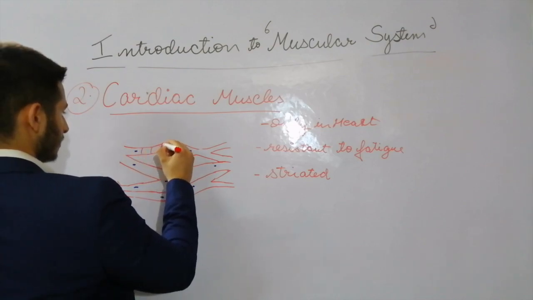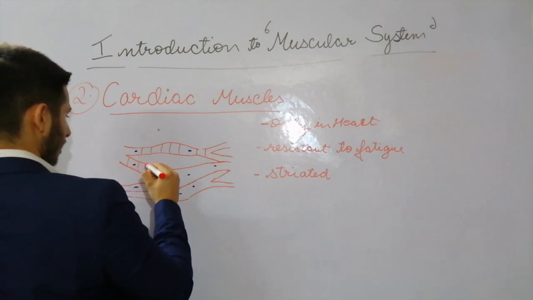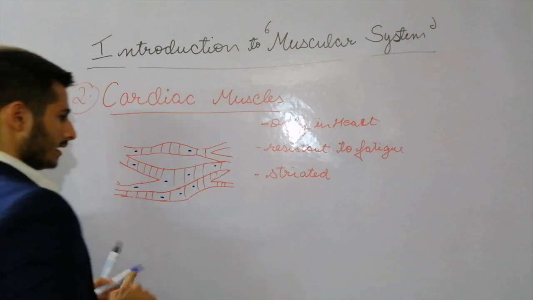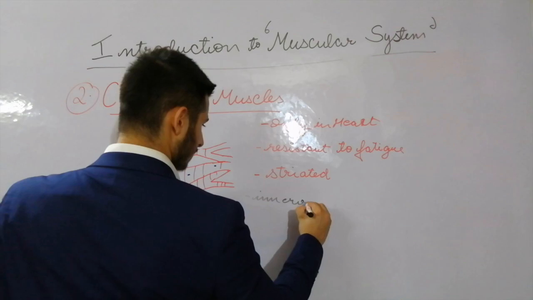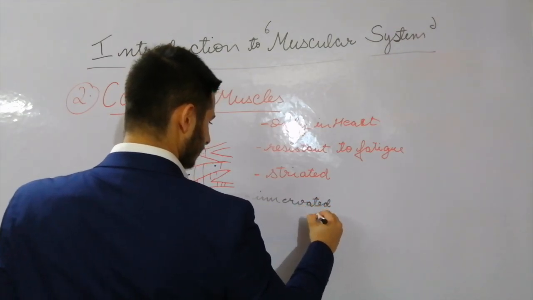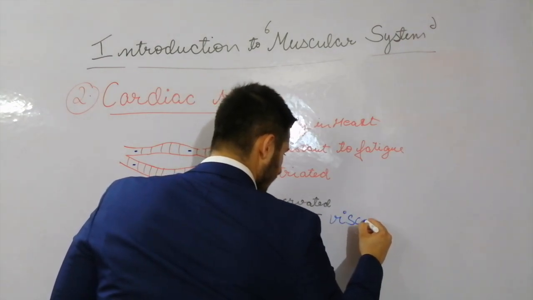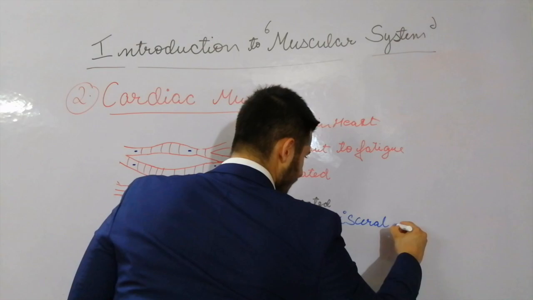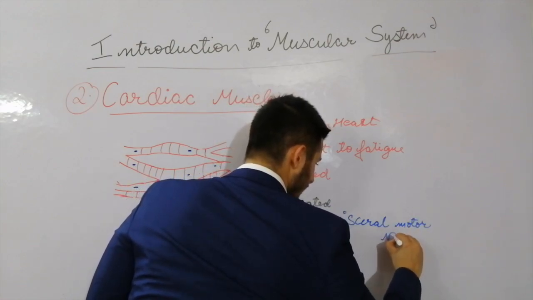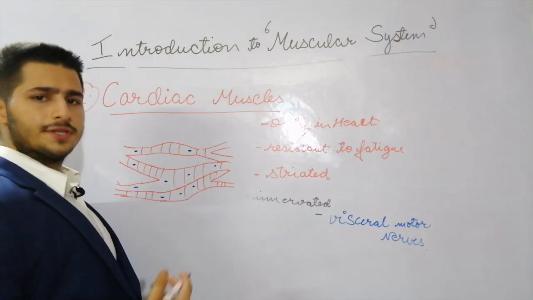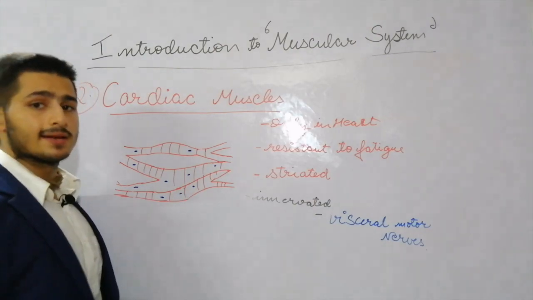These are the stripes in the cardiac muscle. They are innervated by visceral motor nerves. The cardiac muscle is innervated by visceral motor nerves. These muscles show less powerful contractions compared to those of the skeletal muscles.